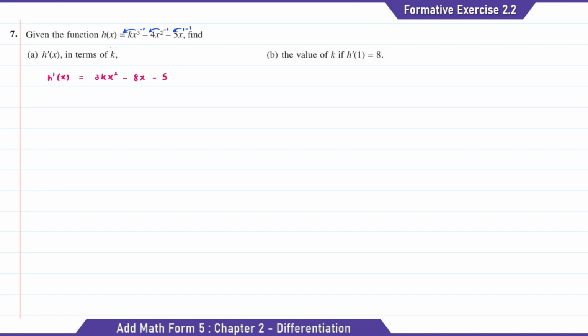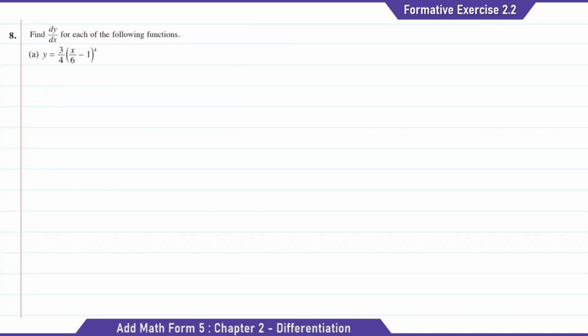Question b. Find the value of k if the first derivative of h with the input of 1 is equal to 8. So here we're going to substitute the x here with 1. This is equal to 3k minus 13 equal to 8. Then 3k is equal to 8 plus 13, which is 21. Then k is equal to 21 divided by 3, which is equal to 7.